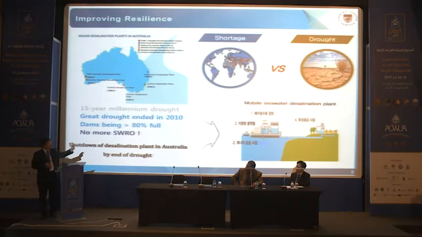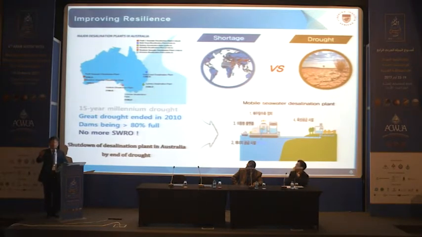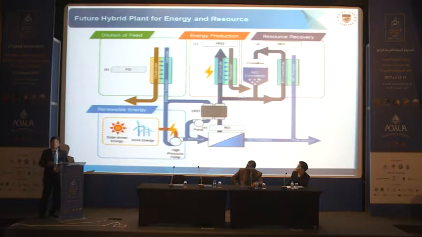Here's one example, a mobile seawater desalination plant, which has been planned in Korea by MOTIE. I think there will be an R&D project on how to develop technology for a mobile seawater desalination plant. We can build a desalination plant on a ship so that we can move it to where the drought is severe. This is one example of how to improve the resilience of cities against severe drought.